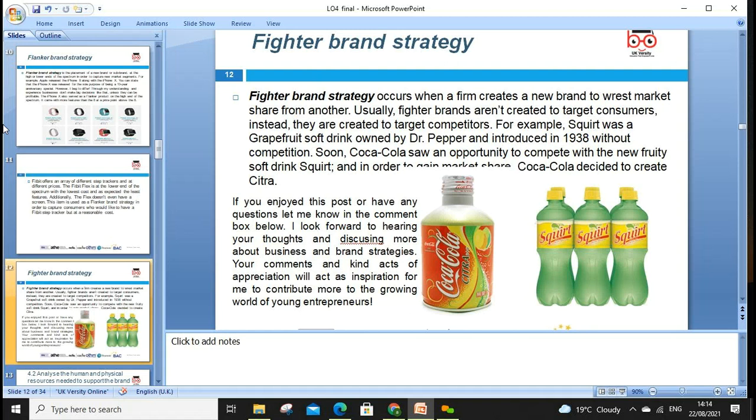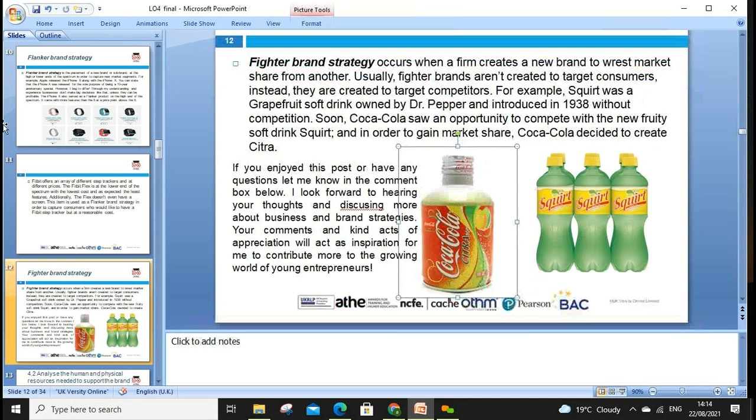Okay, next we're looking at the fighter brand strategy. This occurs when firms create a new brand to take market share from another. Usually a fighter brand isn't created to target consumers. Instead, it is created to target competitors. For example, there was a grapefruit soft drink owned by Dr Pepper, introduced in 1938 without competition. Soon Coca-Cola saw an opportunity to compete with a new fruit drink.